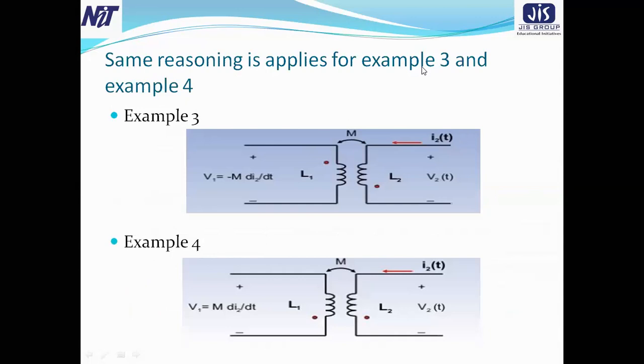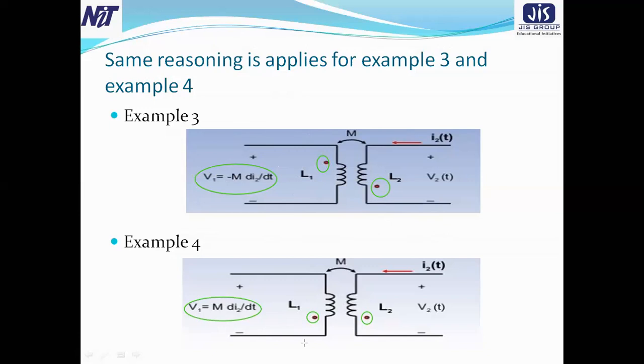Here, the same reasoning applies for examples 3 and 4. Example 3, look, this is positive, this is negative. So v1 is minus M di2/dt. Negative negative, then what will happen? Negative negative, and v1 equals M di2/dt. So if the polarity is opposite, then the negative sign will come; if the same, the positive sign will come.